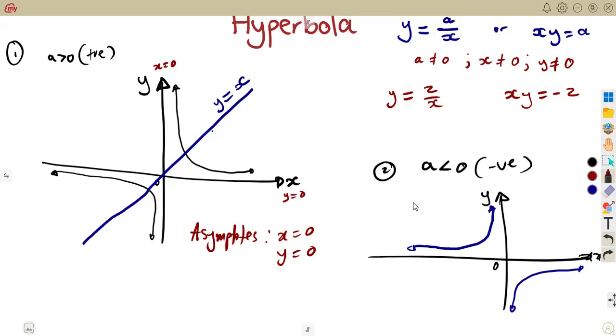And the axis of symmetry, which divides our graph into two equal parts, will be the line y is equal to minus x. That will be the axis of symmetry, the one with the negative gradient.